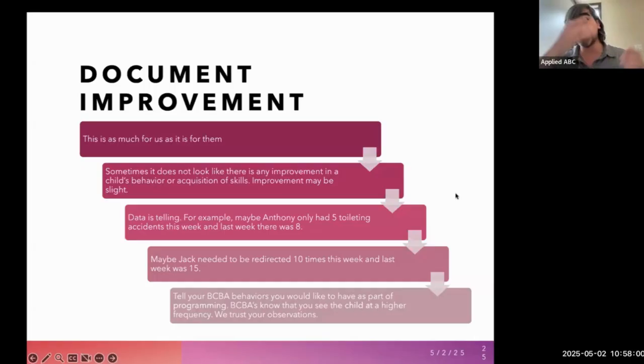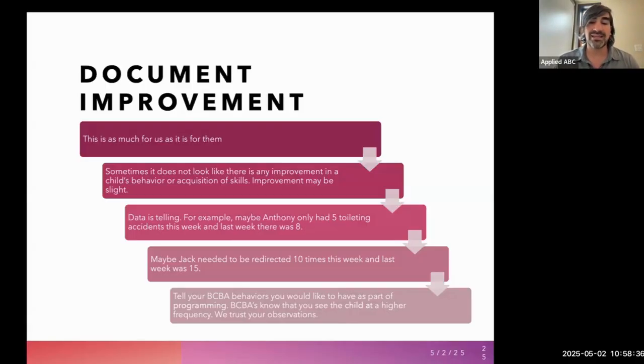Data is objective. That's the thing. So, Anthony having 5 toileting accidents this week as opposed to 8, when it was 8 last week and it was 10 the week before. So, you can see the arc of progression, and it's rarely that clean. A lot of charts are up and down, which is natural. Things tend not to be as straightforward as all that, but you should see a general progression over time. And same thing, Jack needed to be redirected 10 times this week as opposed to 15 times last week.